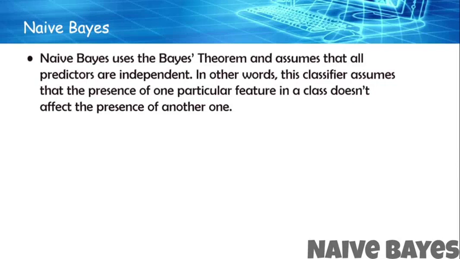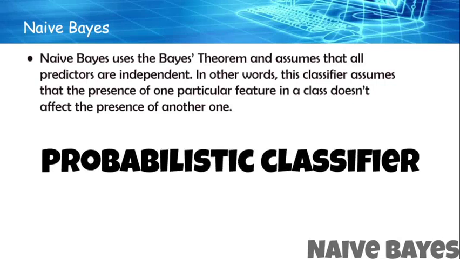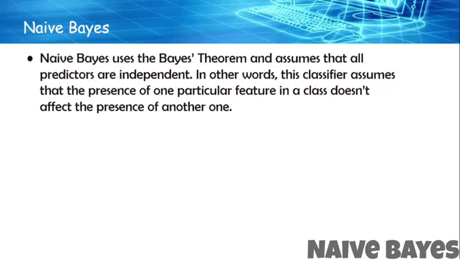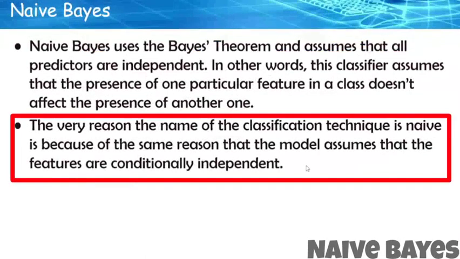Again, it is a probabilistic classifier, which means it predicts on the basis of probability of an object. Some of the popular examples for naive Bayes would be something like spam filtration, sentimental analysis, and also classifying articles.